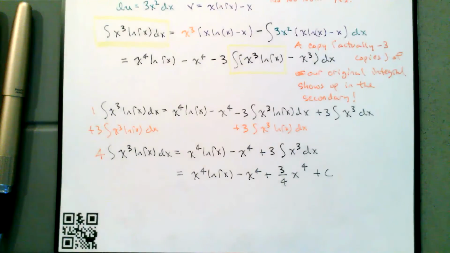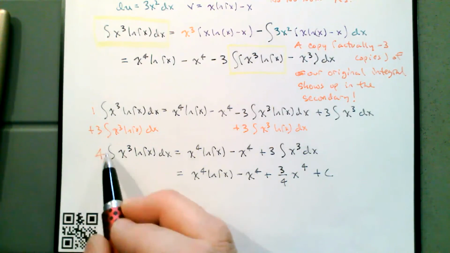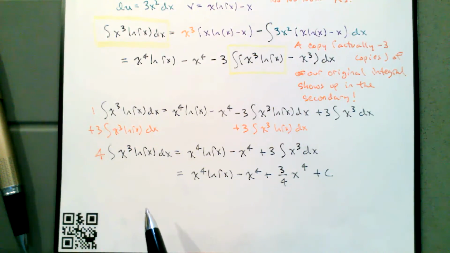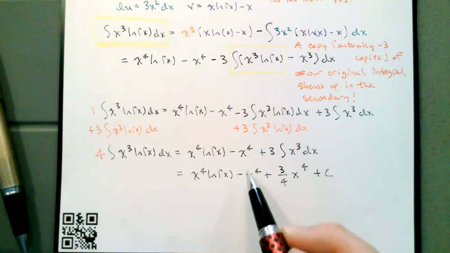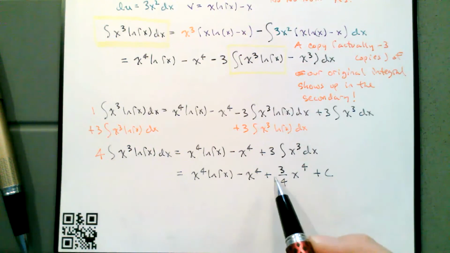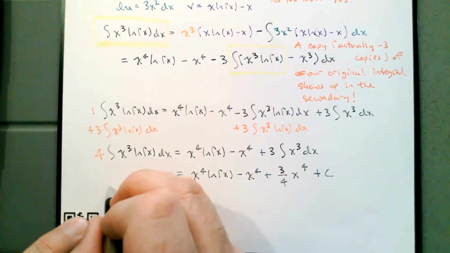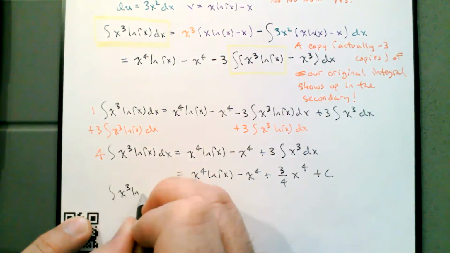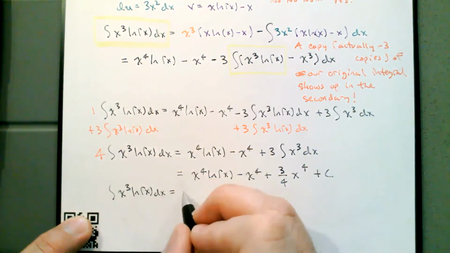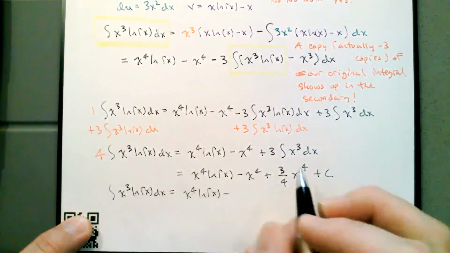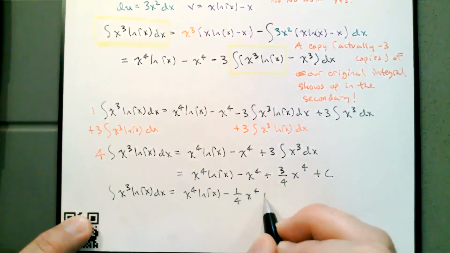Now, this does not look the same as what we had before. There's an x to the fourth natural log of x, but it's just no 1/4. The 1/4 happens here when I divide both sides by 4. Also notice that I have negative 4/4 x to the fourth plus 3/4, so this is going to be negative 1/4 x to the fourth. So what we have is 4 copies of the integral of x cubed natural log of x dx is x to the fourth natural log of x minus 1/4 x to the fourth plus c.